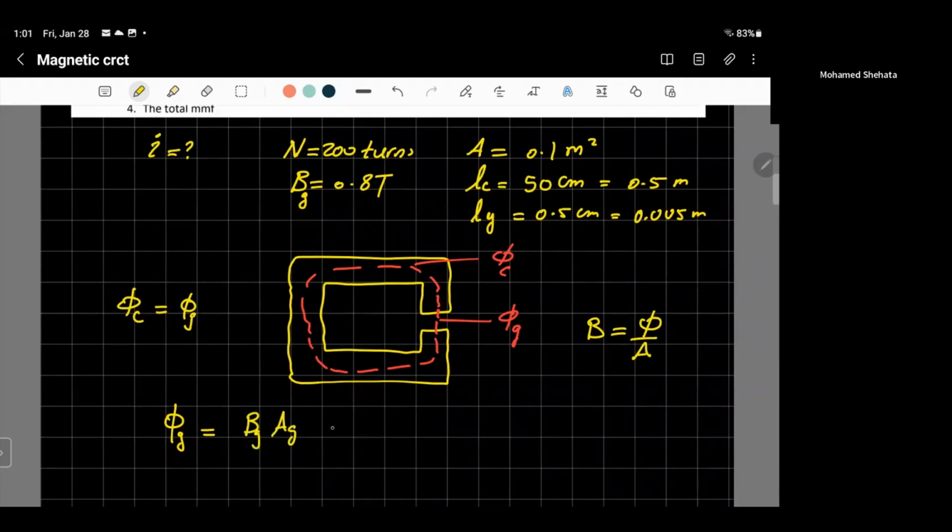The area is given in general, because the area of the core is the same as the area of the air gap. So both are the same. B is equal to 0.8 Tesla, and the area is given in meter squared. So we can get phi G in this case, which will be equal to 0.08. What is the unit of flux? Weber. Uppercase W, small b.